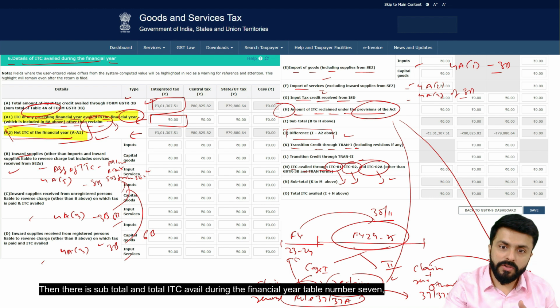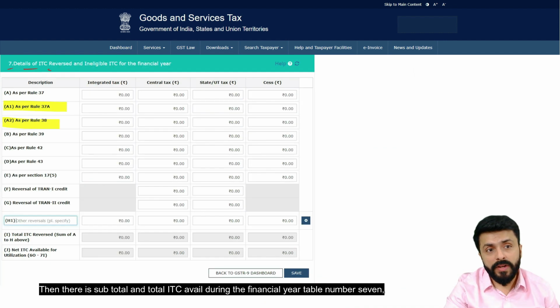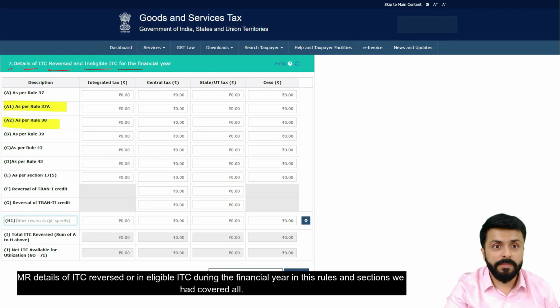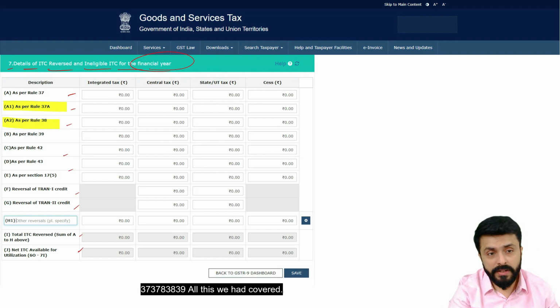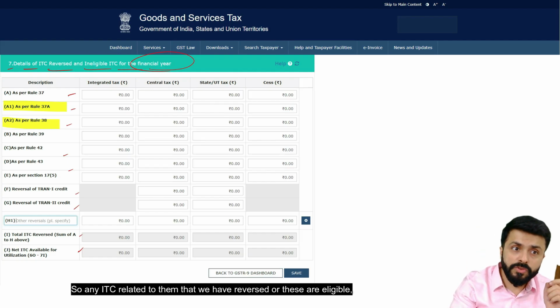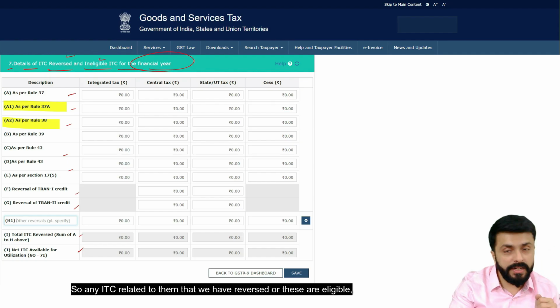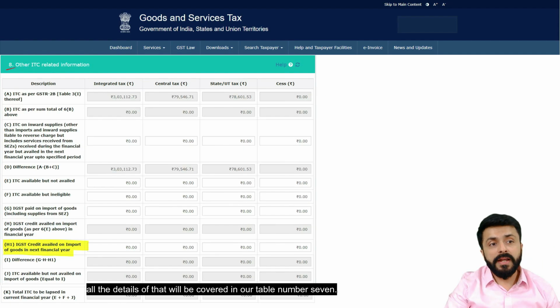Then there is subtotal and total ITC availed during the financial year. Table number 7 has details of ITC reversed or ineligible ITC during the financial year. In these rules and sections we had covered all. All the concepts are the same. Rules 37, 37A, 38, 39 and so on, all this we had covered. So any ITC related to them that we have reversed or that is ineligible, all the details of that will be covered in our table number 7.